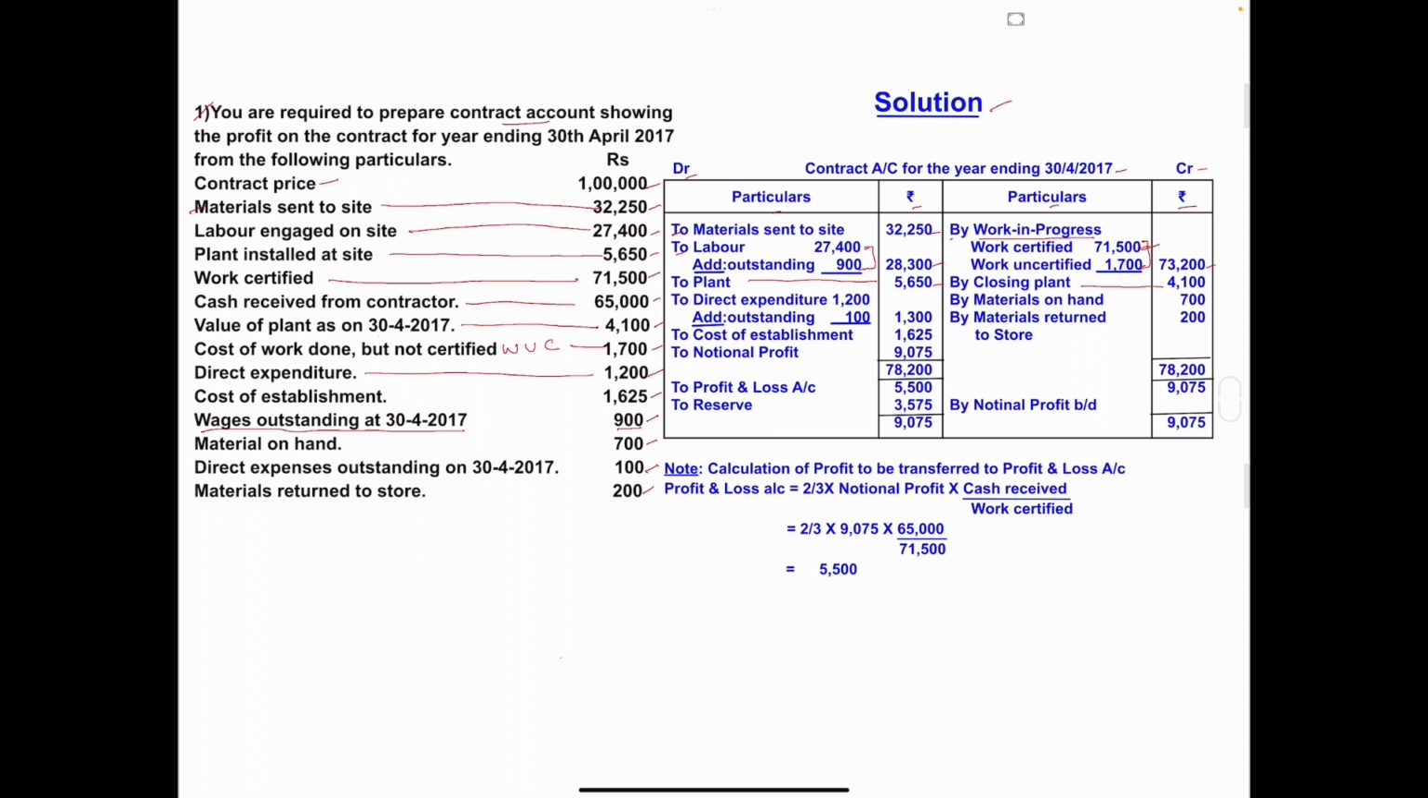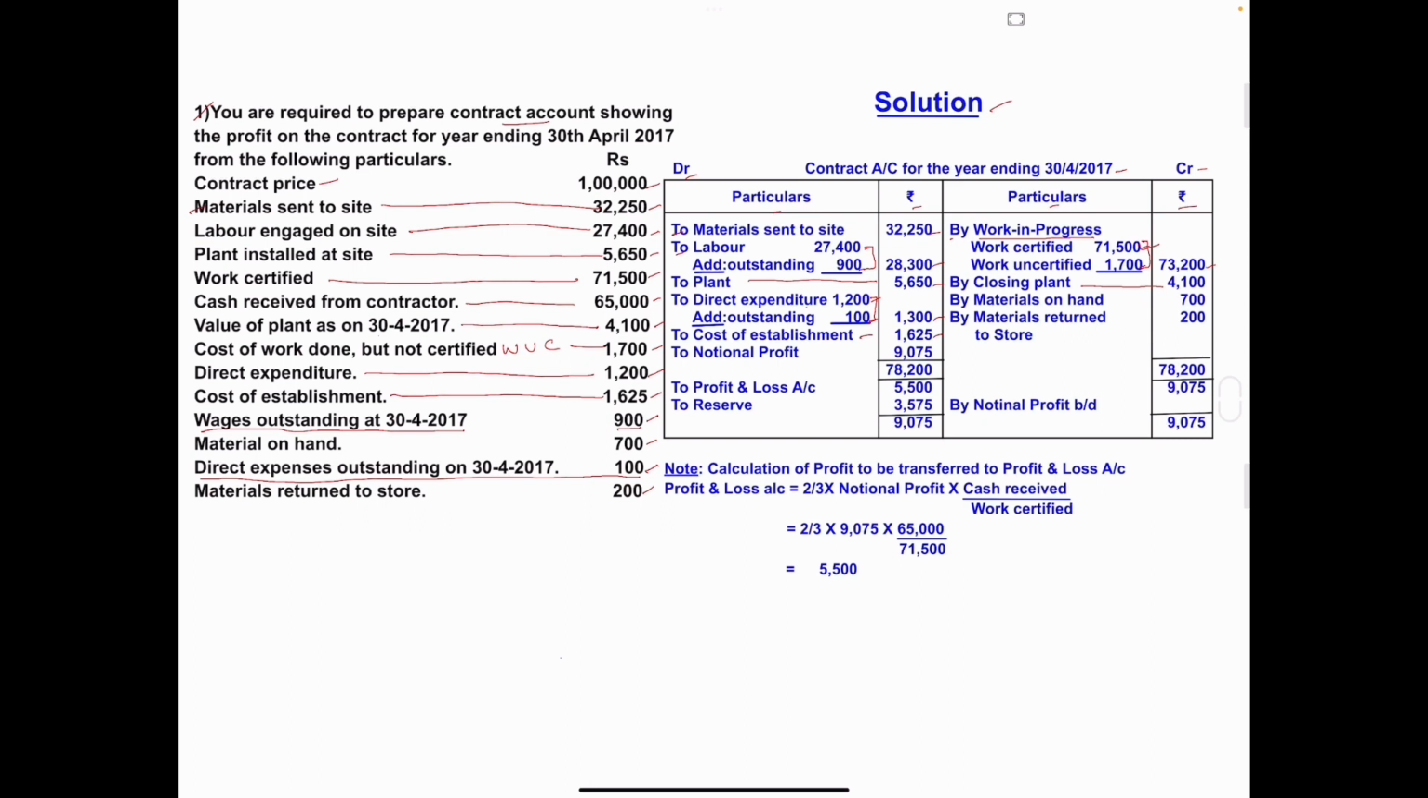Next is direct expenditure. It is to be debited to direct expenditure. Write in the inner column 1,200, because outstanding direct expenses is given. Direct expenses outstanding, add the outstanding amount 100. Add these two, 1,200 plus 100, you will get 1,300. Next, cost of establishment. It is to be debited to cost of establishment, amount is 1,625.